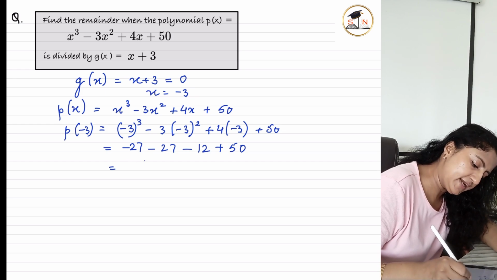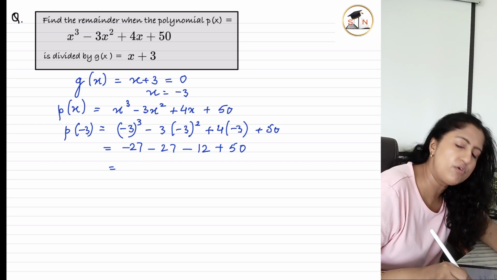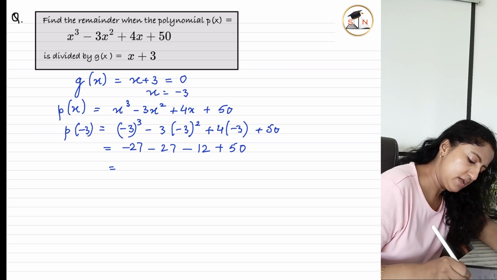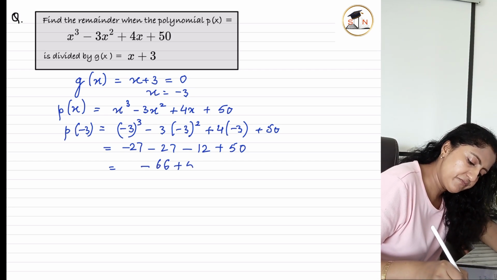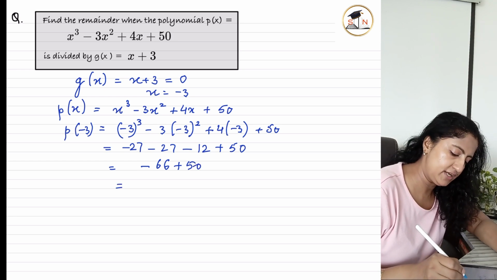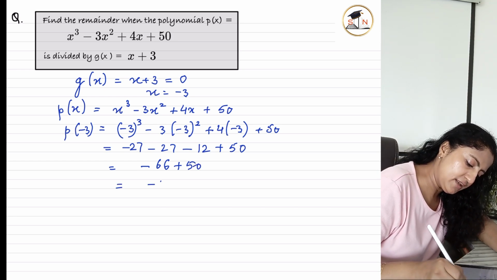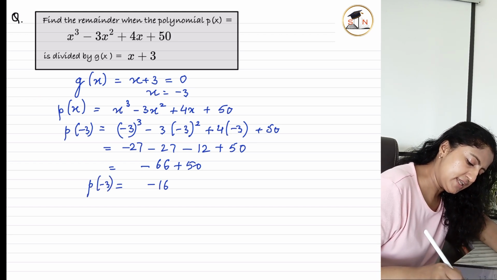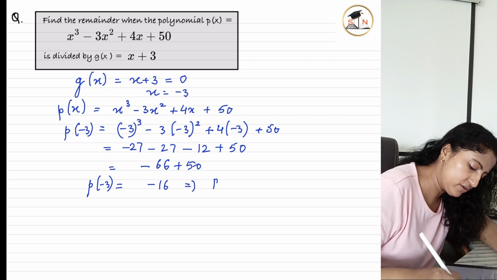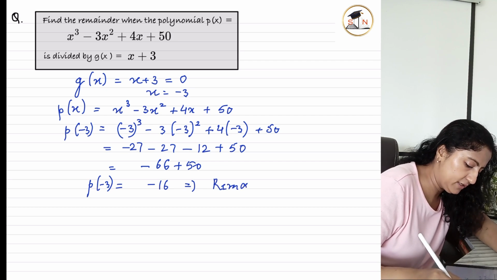This comes out to be negative 54. Negative 54 minus 12 comes out to be negative 66, plus 50. And hence, the remainder that we are getting over here is negative 16. So, p of minus 3 is negative 16. This is nothing but your remainder.